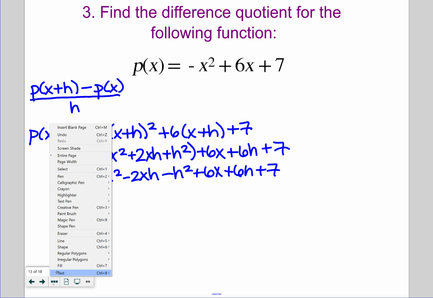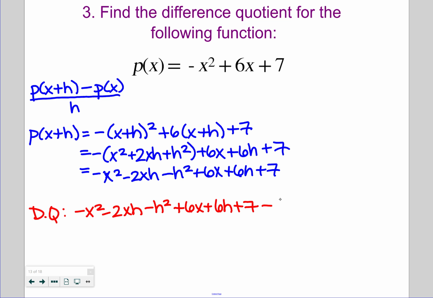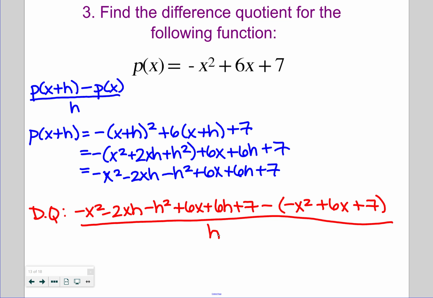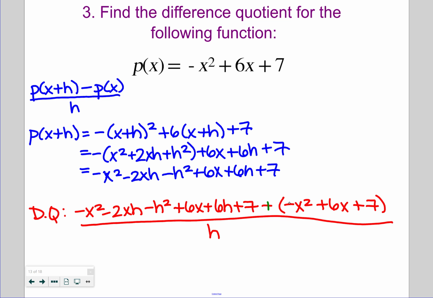All right, so now to do the difference quotient, I'll just put DQ for difference quotient. It's going to be that whole P of x plus h. Just copy that down. Minus my original function, negative x squared plus 6x plus 7. Put it all in parentheses, all divided by h. Next thing we do is distribute our negative through, and I'm not going to rewrite all this. I'm just going to make it a plus and change all my signs.